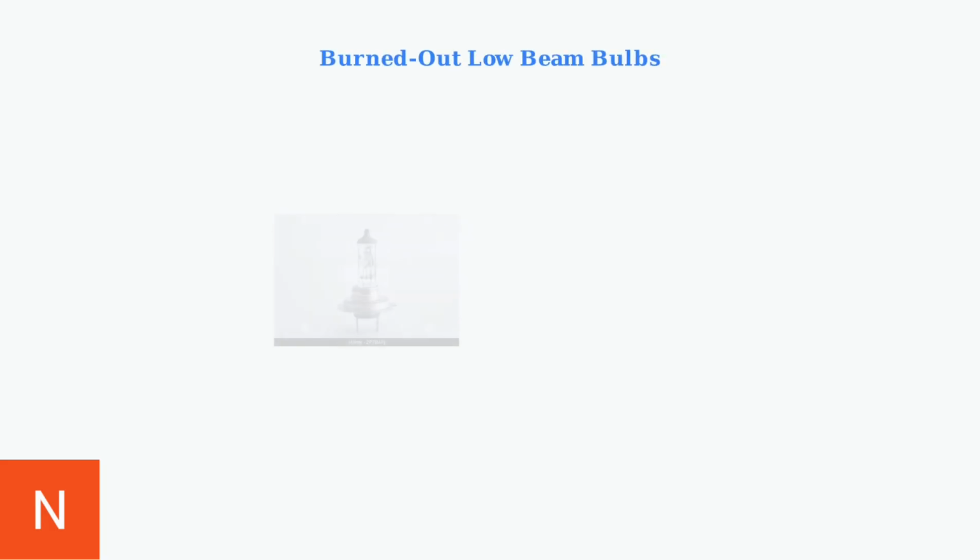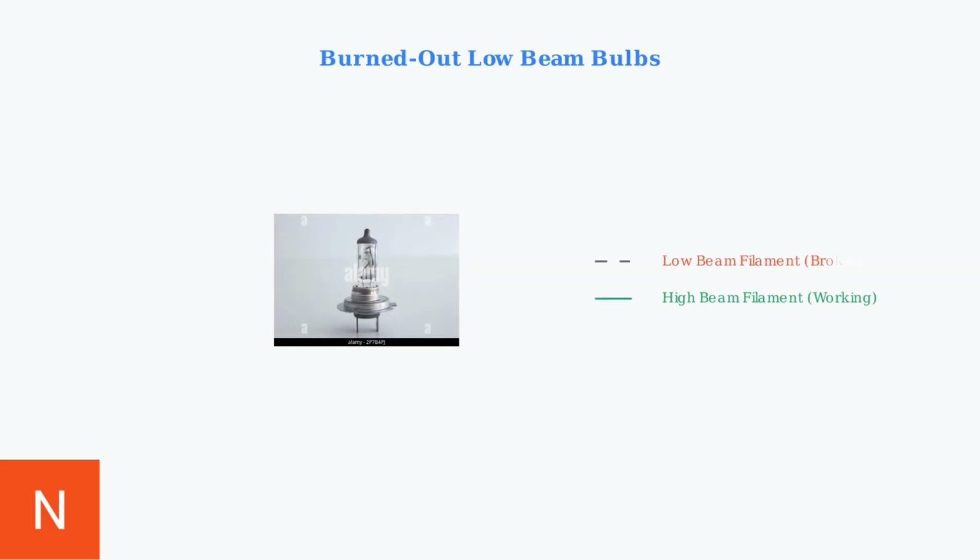Burned out bulbs are the third most common cause. Modern headlight bulbs have 2 separate filaments, one for low beam and one for high beam. The low beam filament can burn out while the high beam filament continues working.